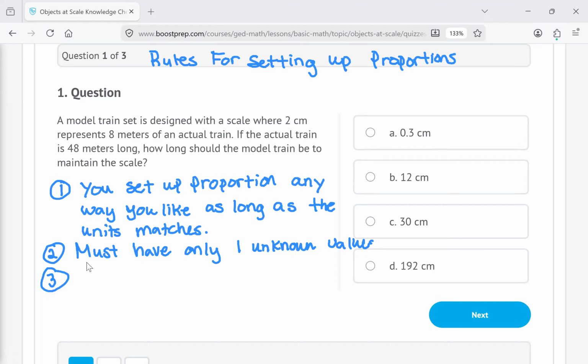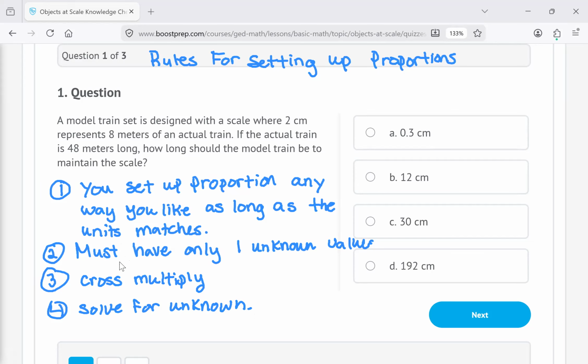Then, once you set it up and you have all your known and unknown values, you cross multiply. And then step four, solve for the unknown. That's it. Easy peasy, right? So step one, set a proportion any way you like as long as the units match. Step two, you must have only one unknown value. Step three, cross multiply. Step four, solve for the unknown.